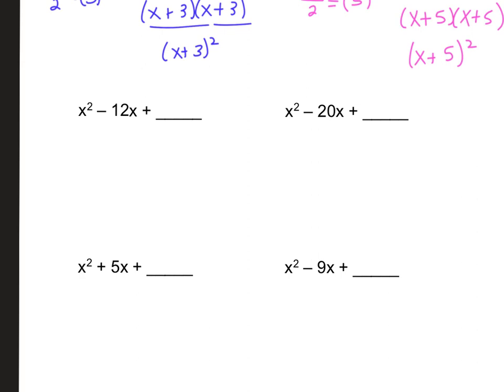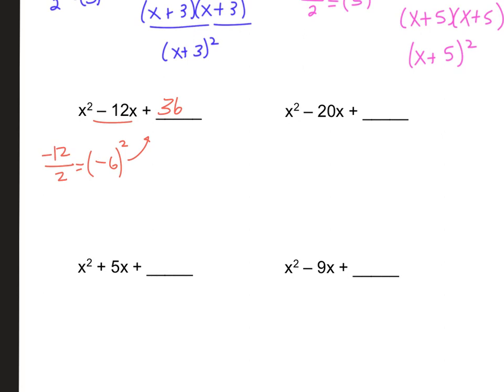All right, so we have to fill in our c value. We take our b value. This time our b value is a negative 12. That's okay. You're still going to divide it by 2. We get negative 6. And then you're going to square it. Remember, that's always going to give you a positive answer. And we get positive 36.